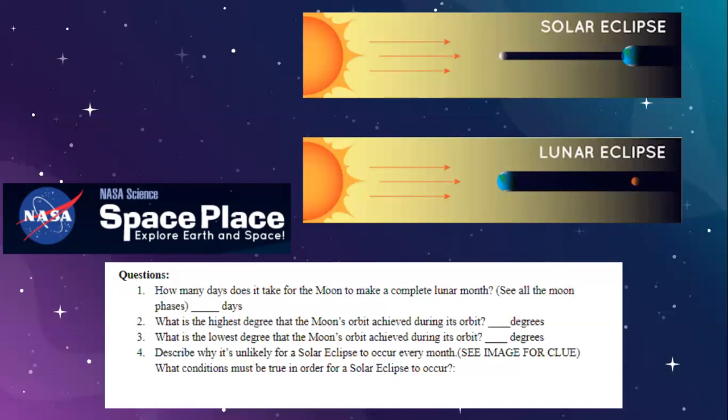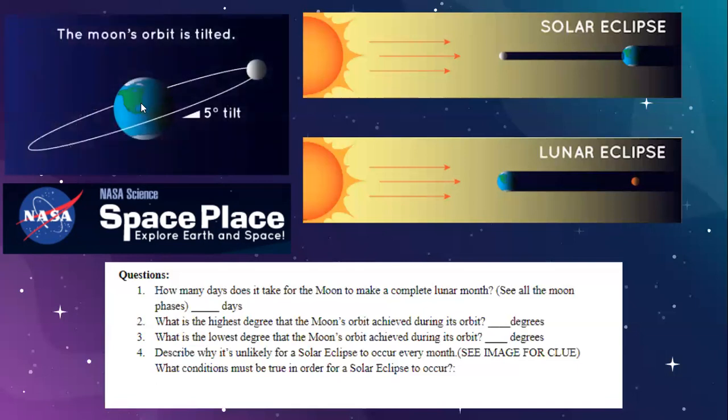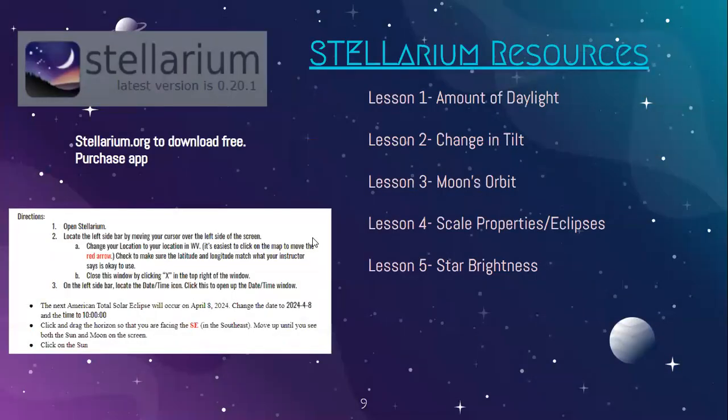And so what conditions must be true for a solar eclipse to occur? Well, they have to be lined up. And so if the moon is above 5 degrees or anywhere below the ecliptic plane, the shadows here are going to be below or above the Earth or below or above the moon. So we're not going to see an eclipse. So remember, that tilt is the reason why we don't see one every month when the moon is in full moon or new moon phase. Okay, so that was the moon's orbit.